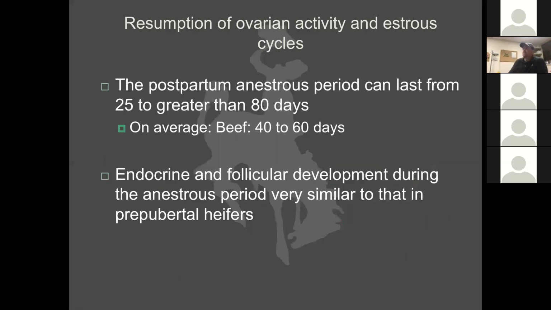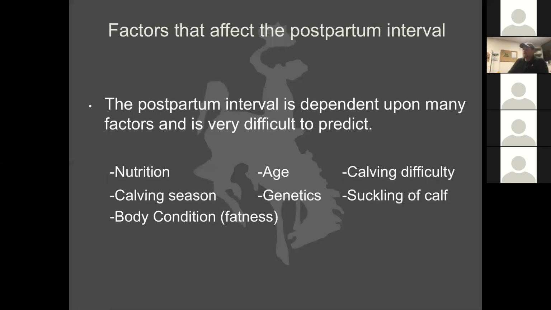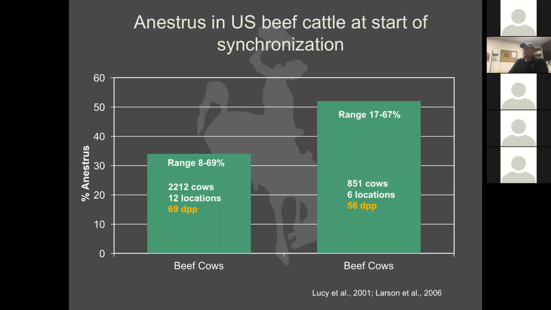Okay. So on average, it takes about 40 to 60 days in beef cows before she will start to cycle. All right. There's a lot of things that affect the postpartum interval. I want to show you this graph right here. And I want somebody to step out a little bit and take a guess. If you look at this graph, what this is telling me is percent anestrus. Anestrus means she is not cycling, okay? This was a survey done. There's over 2,000 cows in this survey, so pretty big numbers, at 12 different locations. Out at day 70, they measured these cows, and anywhere from 8 to 70% of them were not cycling.